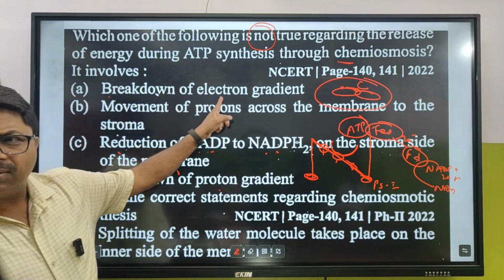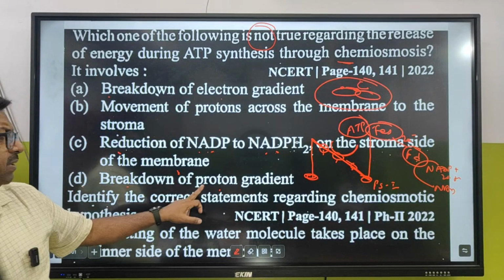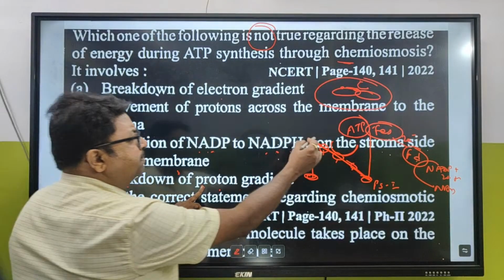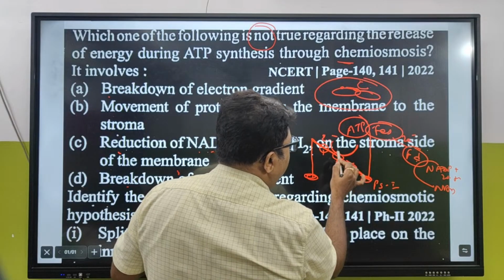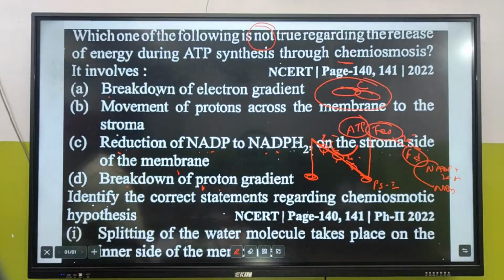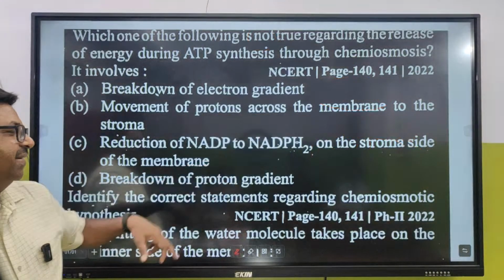Breakdown of electron gradient, breakdown of proton gradient. What is passing off during chemiosmosis? Electron is passing off. What is the answer? Breakdown of proton gradient. Very good.